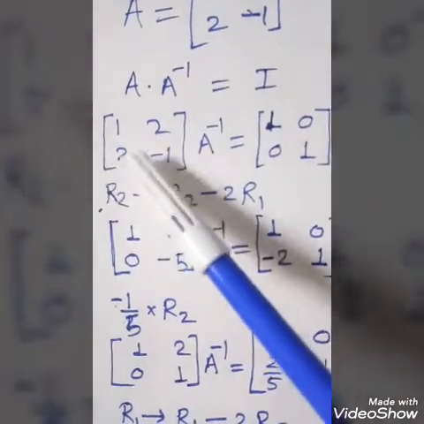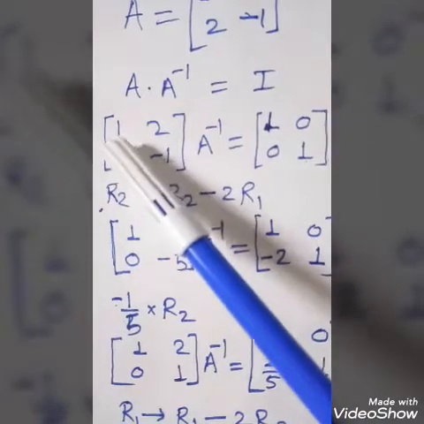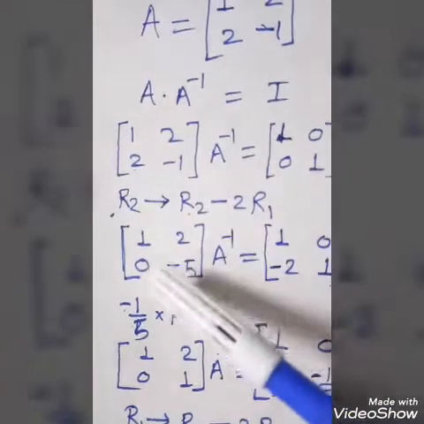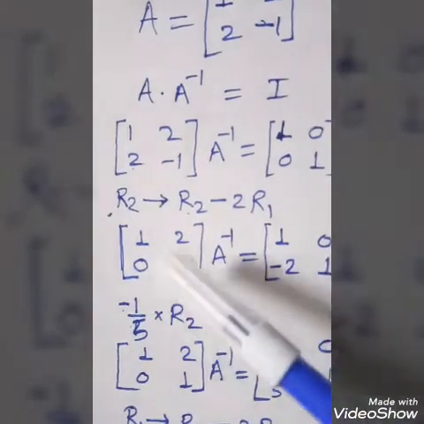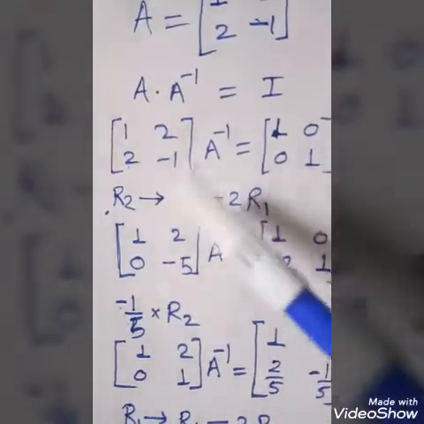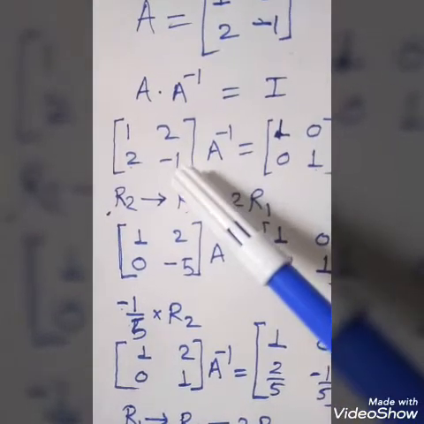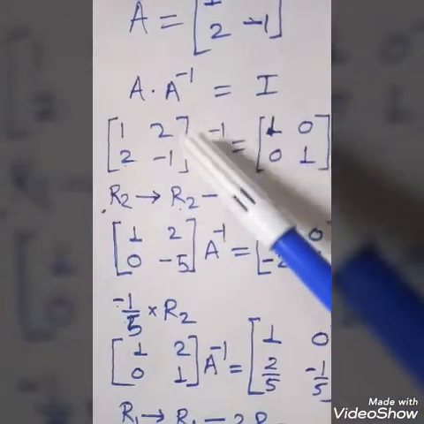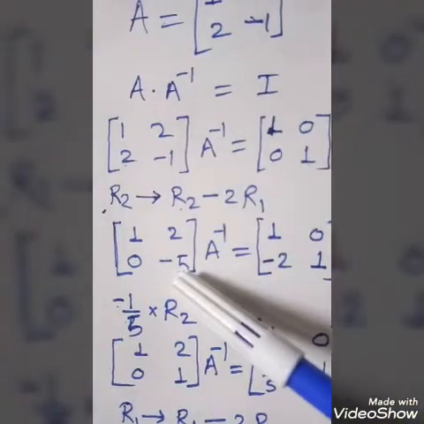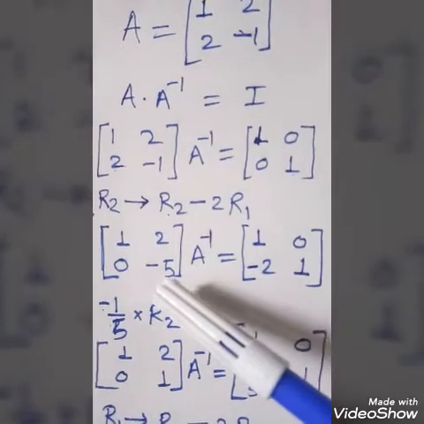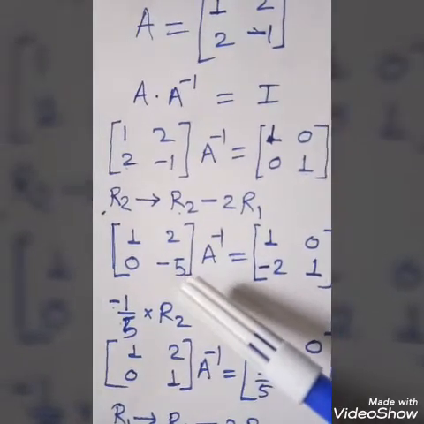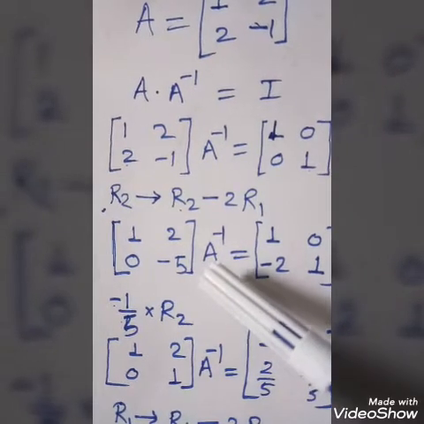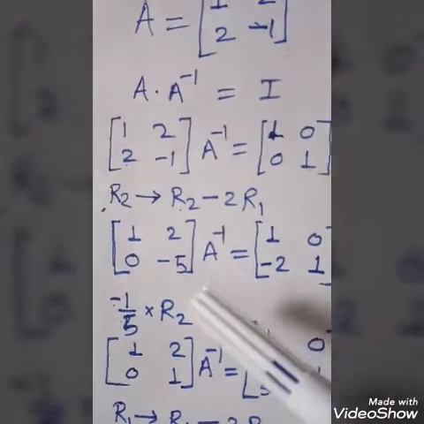R2 चा एलिमेंट 2, 2 minus 2 corresponding element 1 आहे. 1 ला 2 ने मल्टिप्लाय केलं तर 2 येते. 2 minus 2 is equal to 0. Now the second element minus 1. Minus 1 minus 2 into 2, 4. Minus 1 minus 4 is equal to minus 5. This calculation also you have to show on the rough page, calculate on the rough page, and then you have to write there.